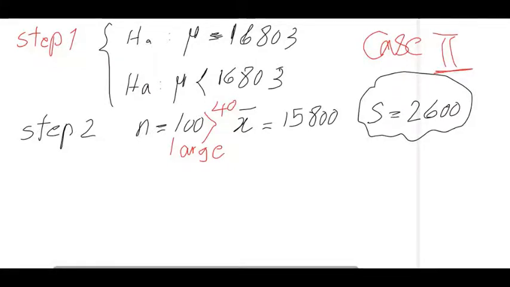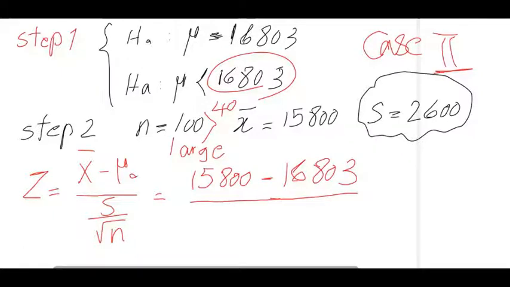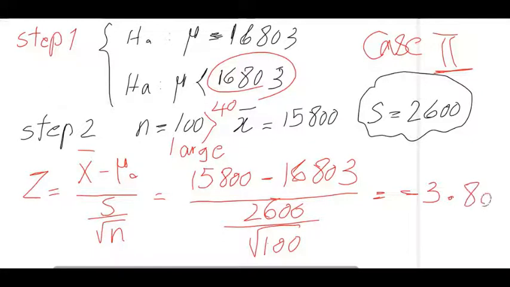In case 2, the test statistic is Z equals X bar minus mu 0 divided by S over the square root of n. So X bar is 15,800, mu 0 is 16,800, S is 2,600 and n is 100. So the test statistic value is minus 3.86.